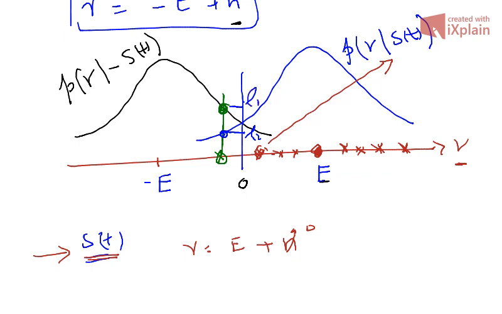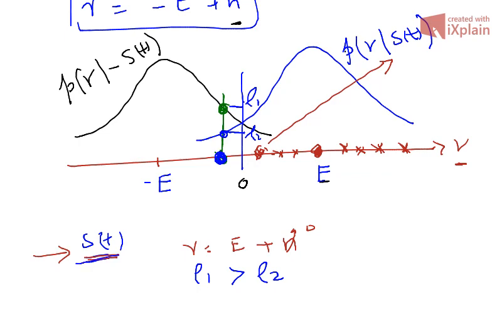So you can clearly see that if S of t is transmitted and you receive this point, which is towards the left of this threshold, for this particular point L1 is greater than L2, or it is more probable that this point belongs to this black PDF than the blue PDF. It is more probable. So the detector would decide in favor of minus S of t.